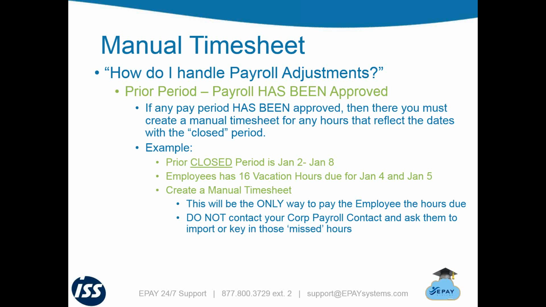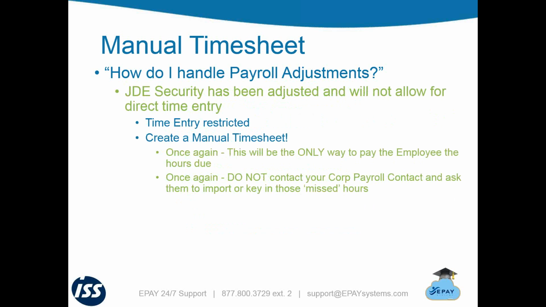Now, one thing I will stress to everyone on this phone call, everyone here who at one point had JDE security in some way, shape, or form: obviously everyone's security was adjusted several months back, so you no longer have access to do direct time entry. Time entry has totally been restricted, and obviously the only way to make payroll adjustments, I know I can sound like a record here, but all too often we have the same issue occur every week, several times.